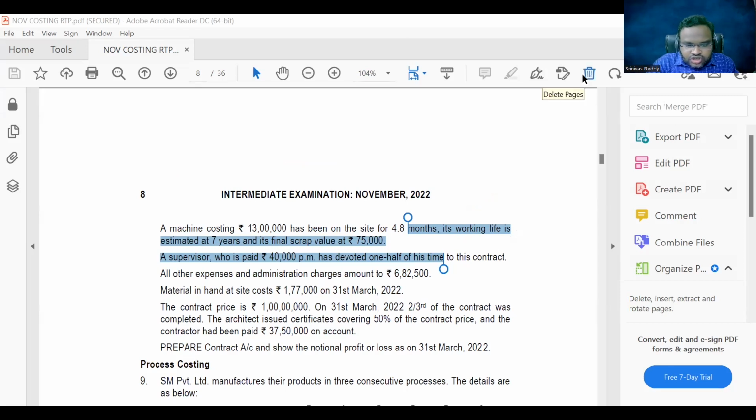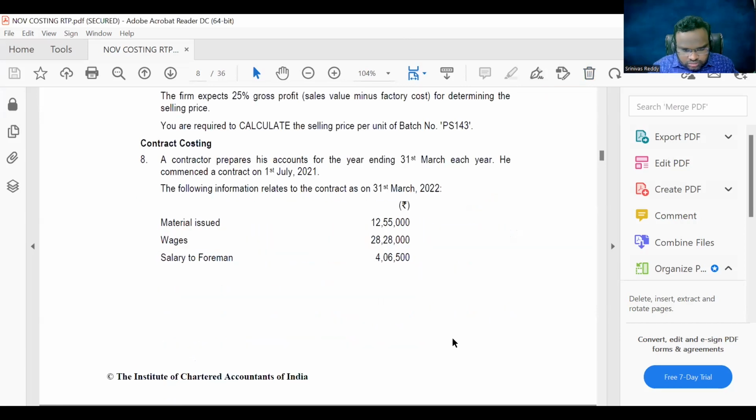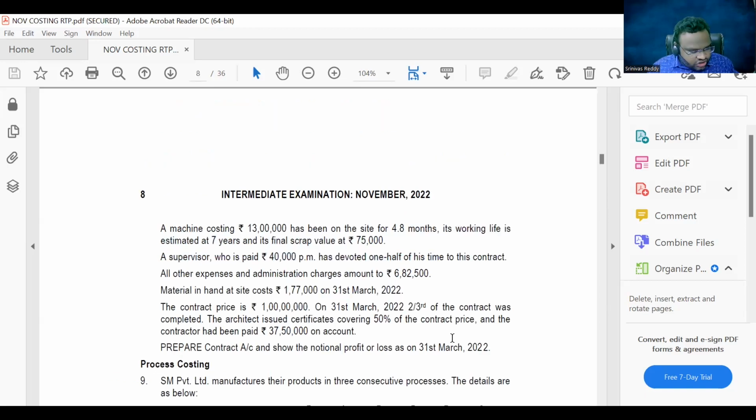So what is the materials issued amount? 12,55,000. Wages 28,28,000. Foreman salary, depreciation, and commission 13,000 you can put it here, and on the credit side you can put the closing balance, or you can debit 70,000 directly. Supervisor 20,000 into 9 months, 1,80,000. All other expenses, administration charges amounted to 6,82,500. Materials in hand on the credit side 1,77,000.